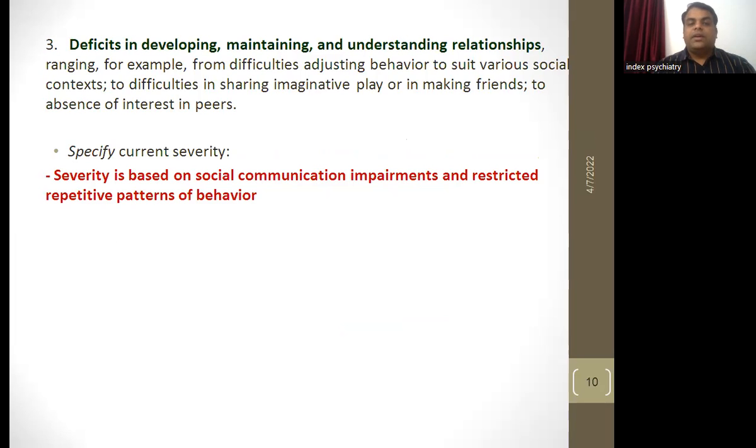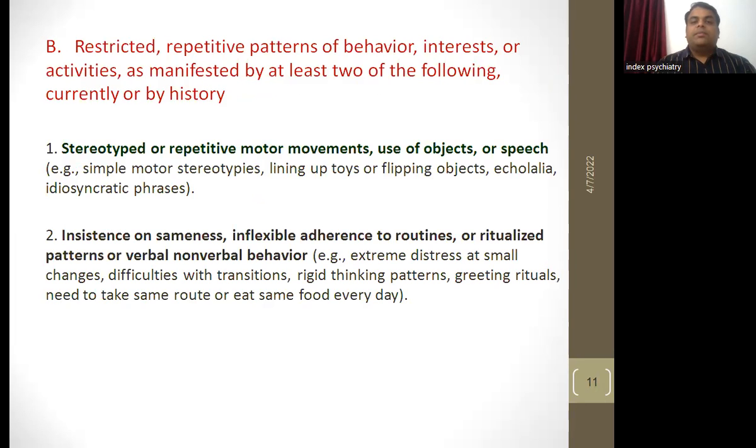Specify current severity. Severity is based on social communication impairment and restricted repetitive pattern of behavior. Restricted repetitive pattern of behavior, interests, or activities as manifest by at least 2 of the following currently or by history. First one is stereotyped or repetitive motor movement. Second one is insistence on sameness, inflexible adherence to routine, or ritualized pattern of verbal or non-verbal behavior.